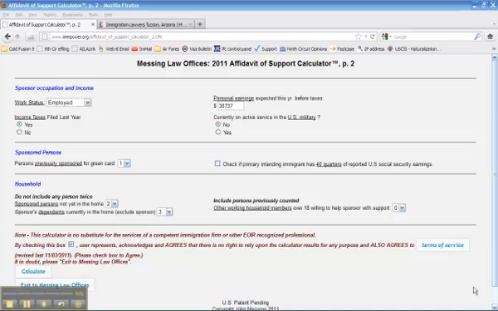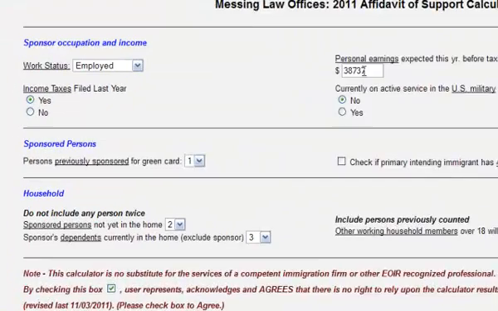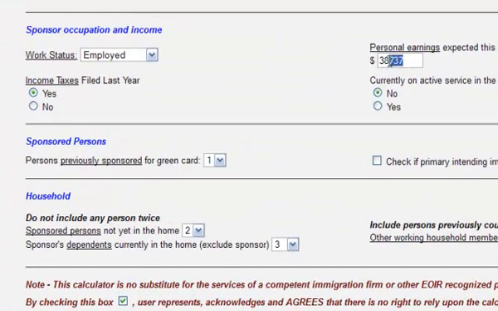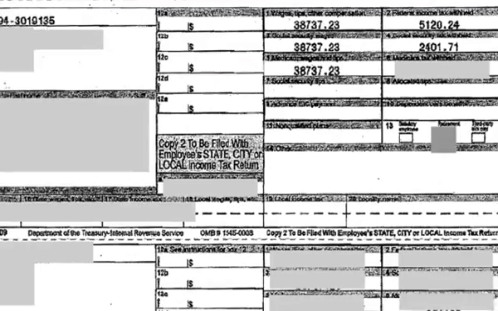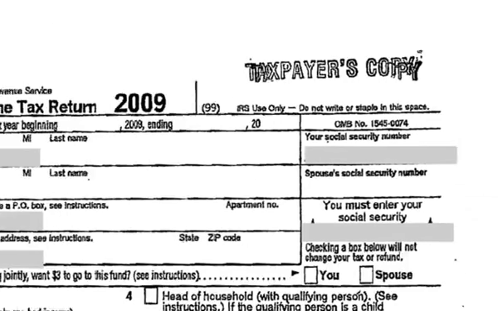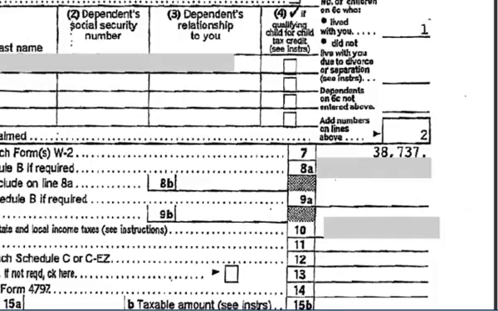For the sake of getting some idea of how this works, I filled in some sample data on the second page. The personal earnings were the figure that we got from the tax return of the individual. You'll recall that from earlier in the discussion, $38,737.